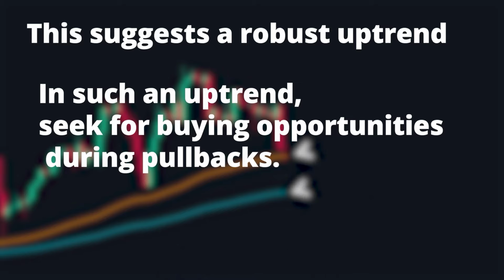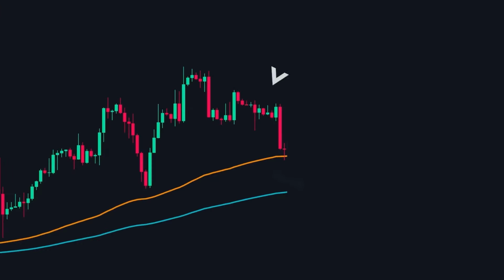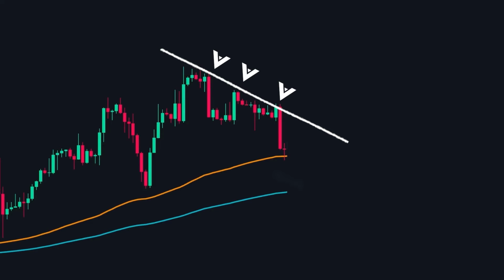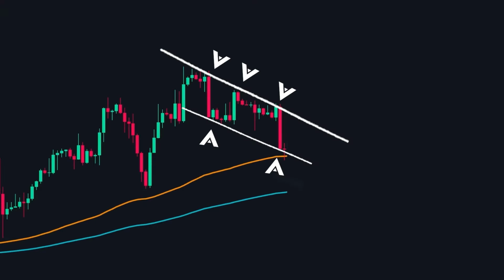When you spot the pullback to the 100 EMA, you've completed the first stage. At this stage, look for a consolidation pattern to validate the trend strength. We draw the upper boundary by linking the highs of the consolidation pattern and the lower limit by connecting the lows. Our second phase is accomplished now that we have discovered the pattern during the pullback. We are now waiting for the price to break above the upper boundary before we enter.